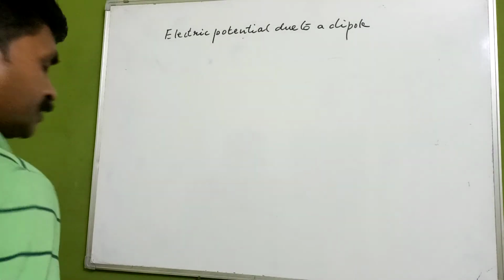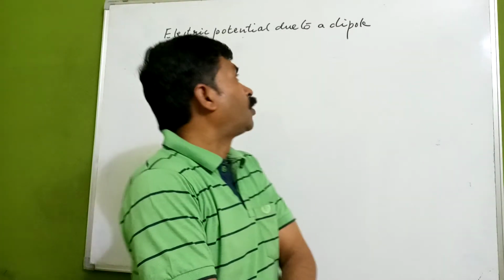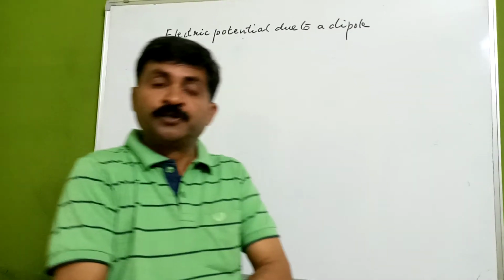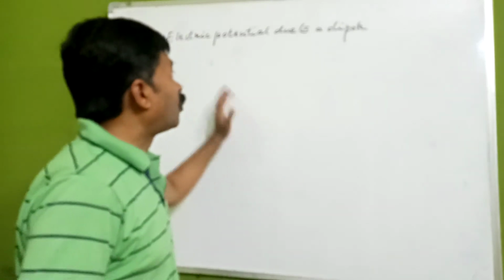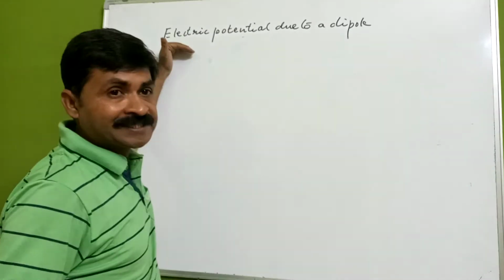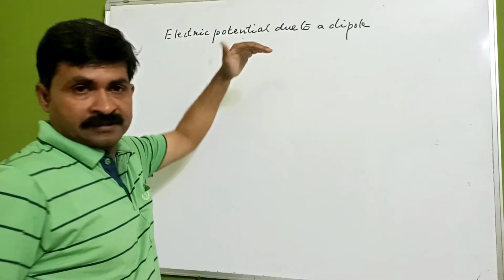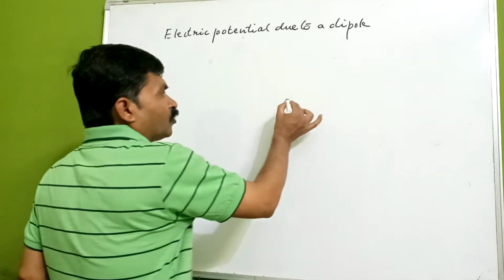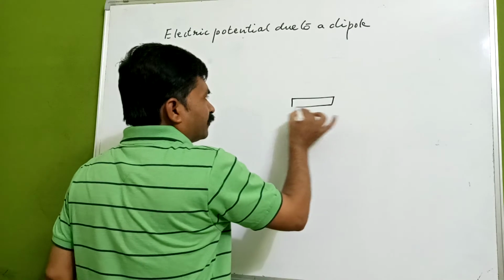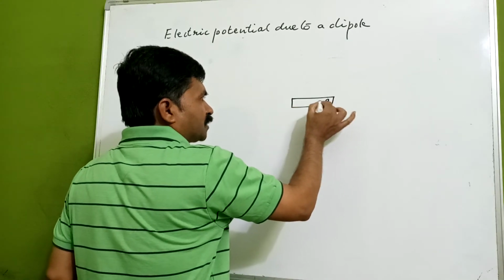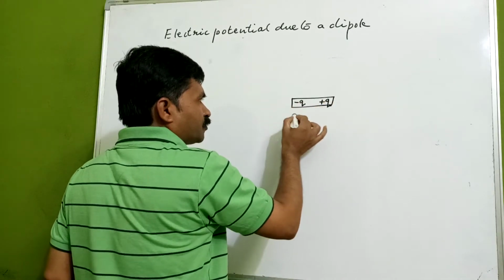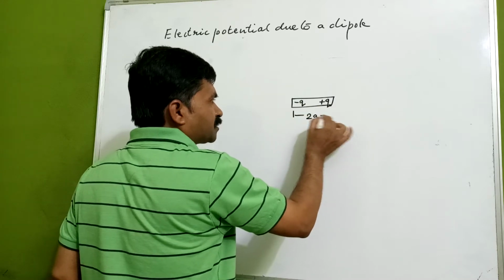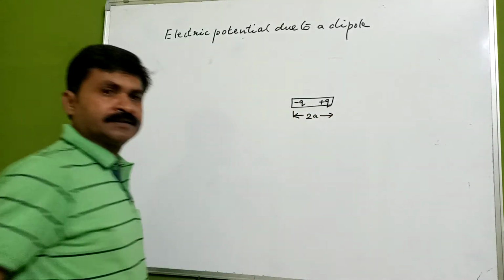Yes, students, here we are going to discuss electric potential due to a dipole. We have already discussed electric potential in a previous lecture, and we know the dipole. What is a dipole? It has charges minus q and plus q separated by a very small distance, 2a. This is our dipole.